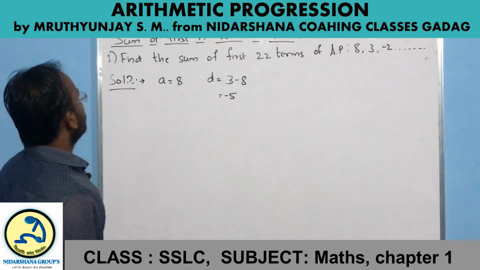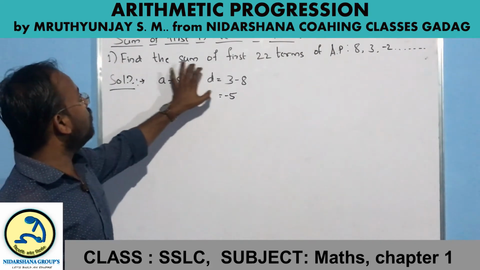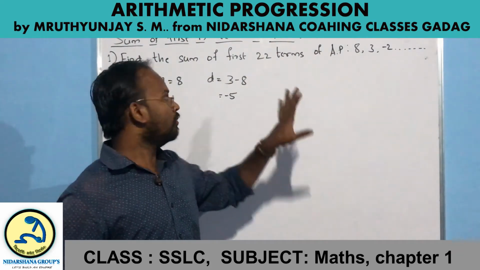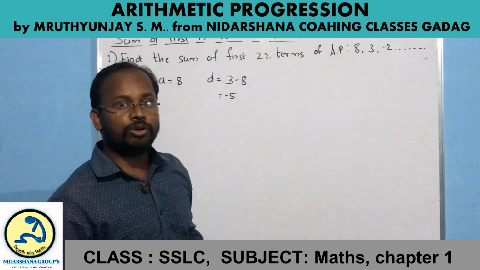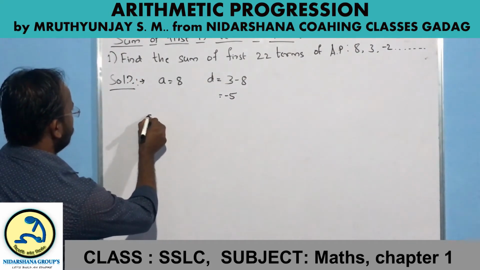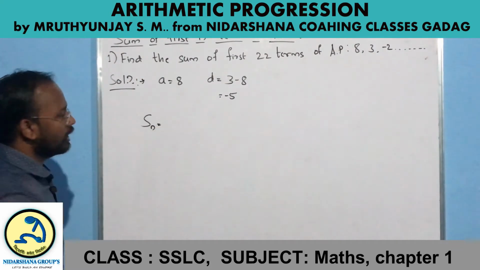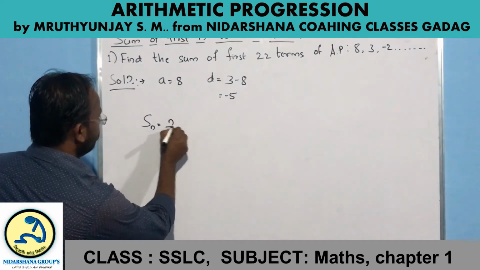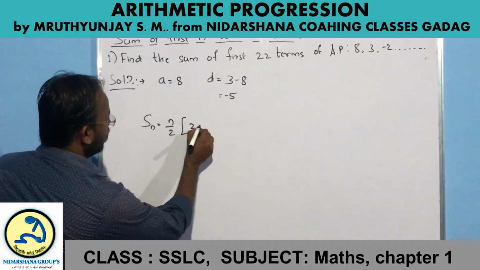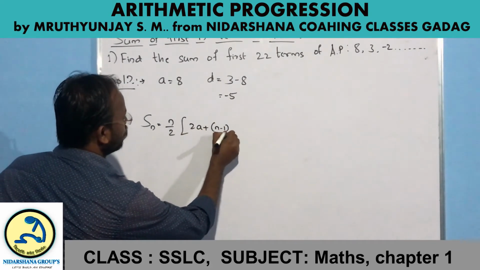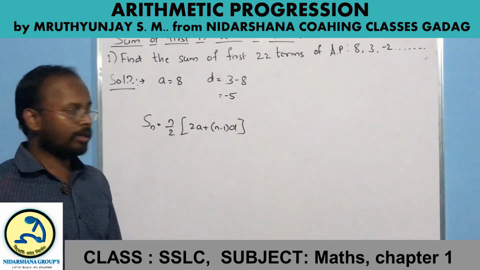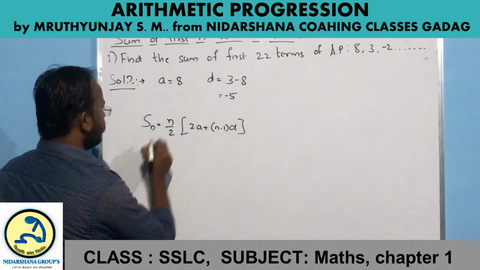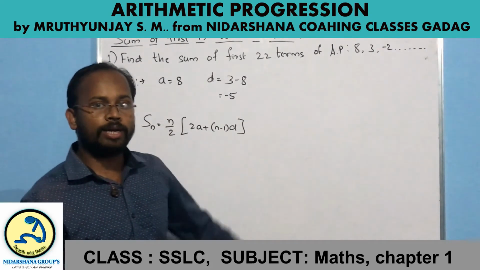Okay, and it has asked us to find the sum of first 22 terms. It is not necessary to calculate the 22nd term here. We need to calculate the sum of first 22 terms. I will write Sn is equal to, what is the formula? Sum of first n terms Sn is equal to n divided by 2 into 2a plus n minus 1 into d.